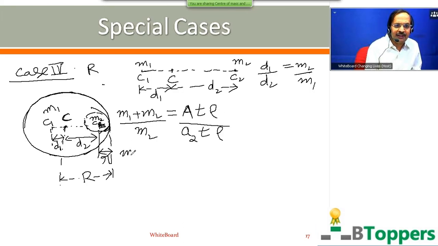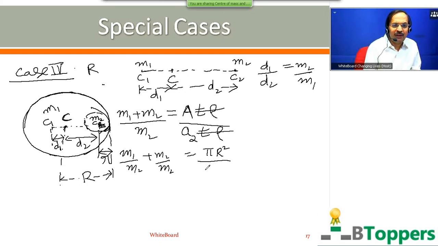So on the left side you can write M1 by M2 plus M2 by M2 on the right side. T into rho gets cancelled. The face area of the original circular plate you can write as pi into capital R square. The face area of the small circular piece you can write as pi into small r square. So M1 by M2 is equal to capital R square by small r square. This M2 by M2 will be equal to 1, taken to minus 1.